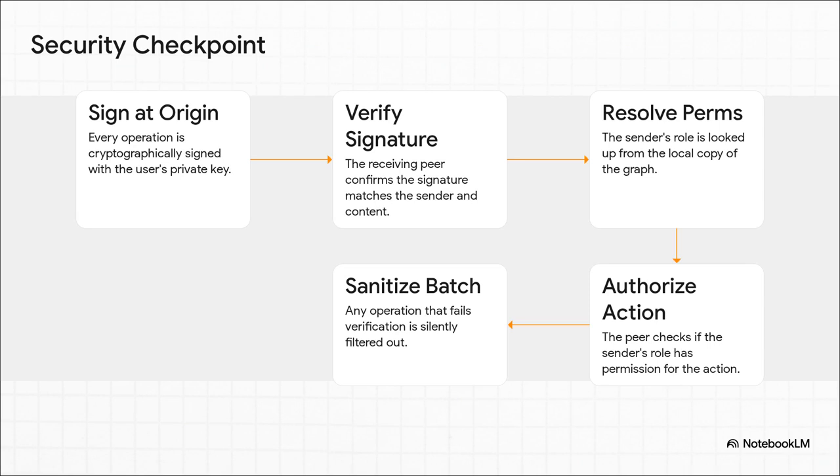So how does this all work in practice? Well, it's kind of like a diplomatic courier carrying a secret message. Before any data gets sent, it's cryptographically signed right where it was created. When it arrives, every single peer independently verifies that signature, looks up the sender's permissions in its own local data, and then authorizes the action. If any single step in that chain fails, that unauthorized change is just silently filtered out. Only fully verified data ever gets through.